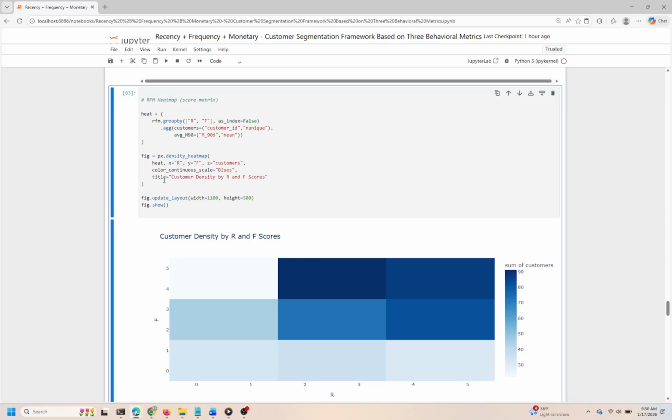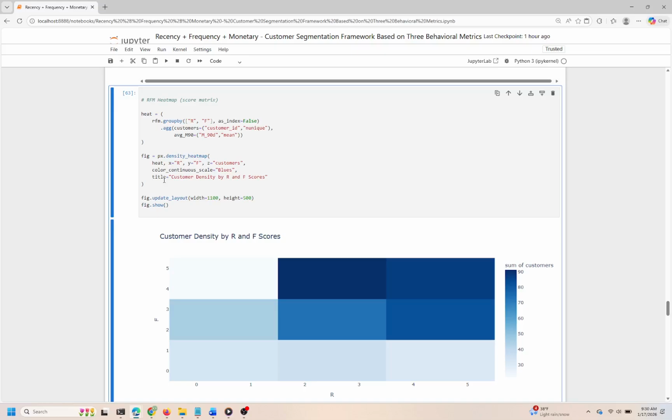To start, we group our dataset by recency and frequency, denoting these as R and F. We're using functions to aggregate the data, specifically counting the unique number of customers and calculating the average monetary value over the past 90 days, which we've labeled as M90D. This combination gives us a clearer view of not just how many customers are in each segment, but also a sense of their recent spending behavior.